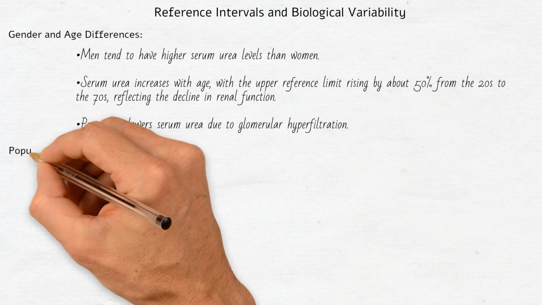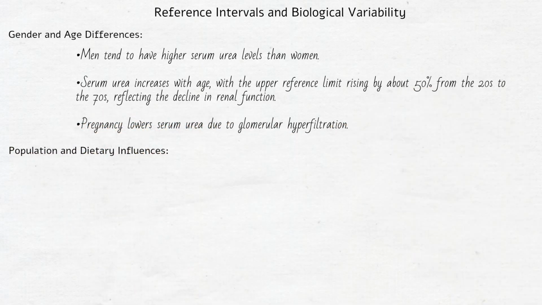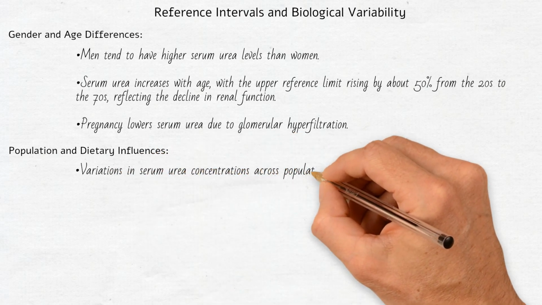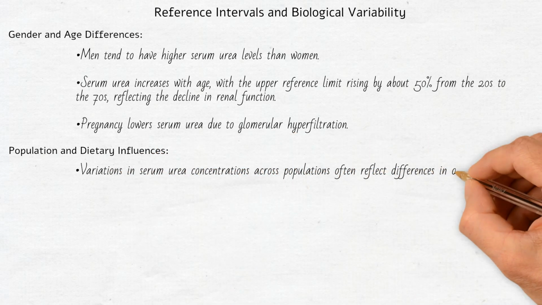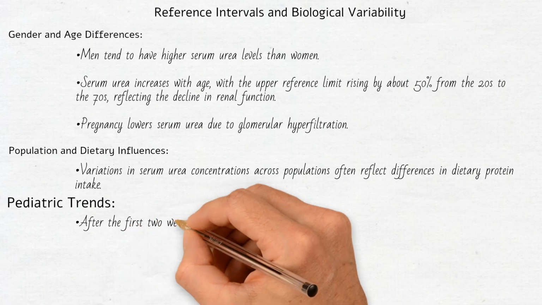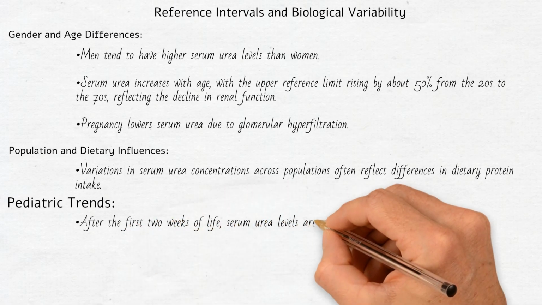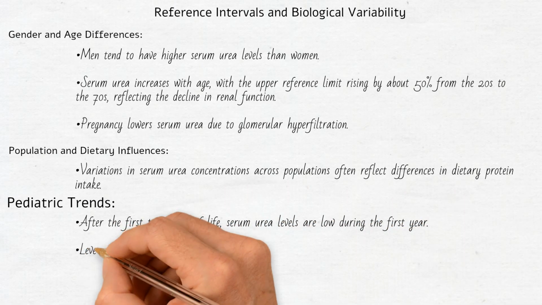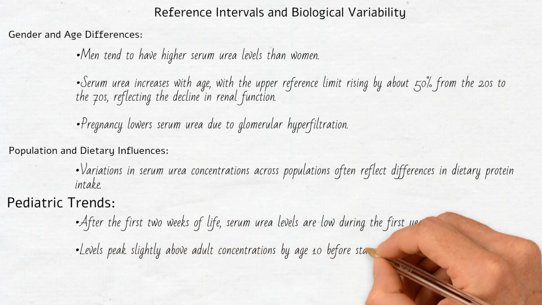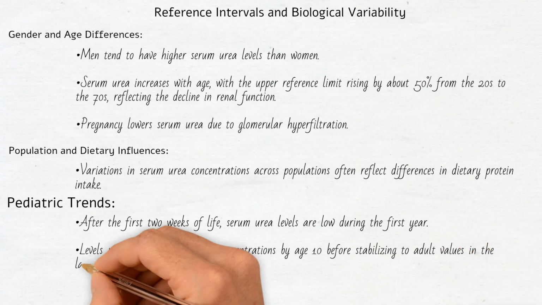Population and dietary influences. Variations in serum urea concentrations across populations often reflect differences in dietary protein intake. Pediatric trends. After the first 2 weeks of life, serum urea levels are low during the first year. Levels peak slightly above adult concentrations by age 10 before stabilizing to adult values in the late teens.